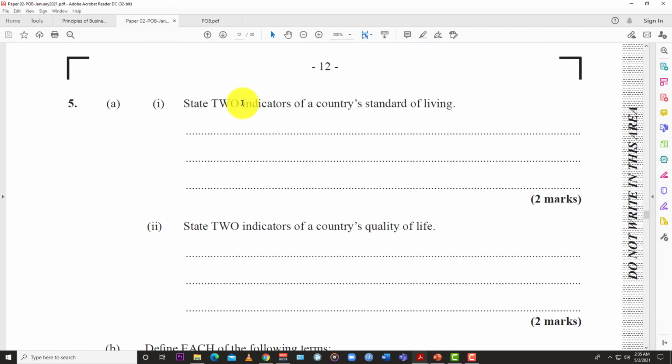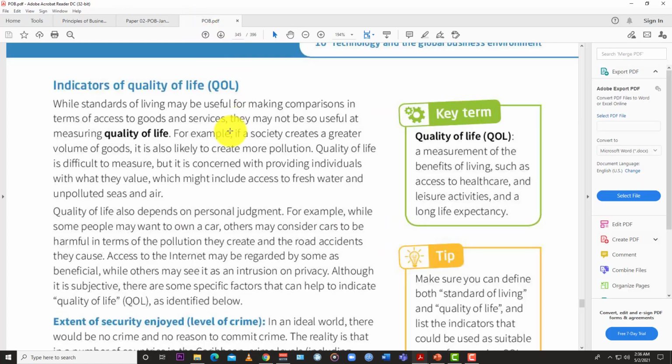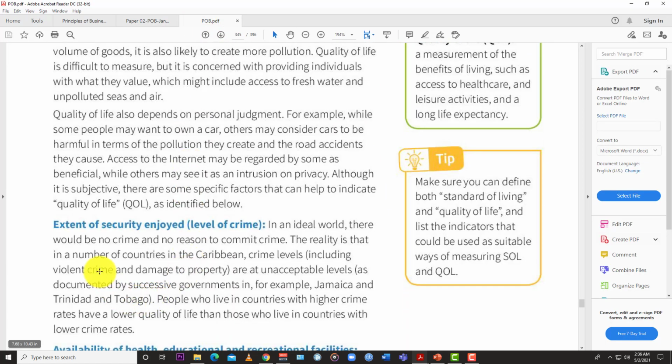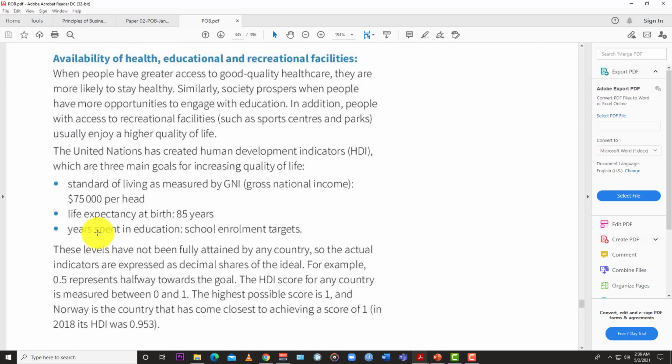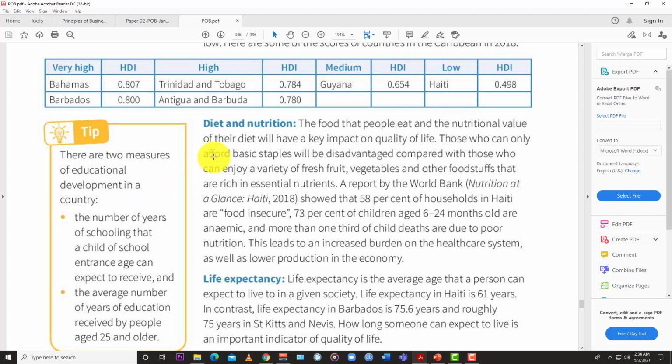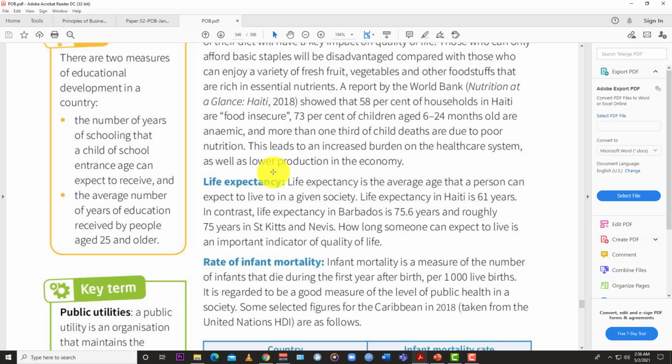And then we jump in now to state 2 indicators of a country's quality of life. And so we have a few here. The extent of security enjoyed, so the level of crime, that can measure your quality of life. The availability of health, educational, and recreational facilities. So I don't know if you want to break these apart. You can say availability of health facilities, or educational facilities, or recreational facilities. You can pull them out, make the one more than one. Then you have the diet and nutrition of the people in the country. And then you have the life expectancy of the people in the country.